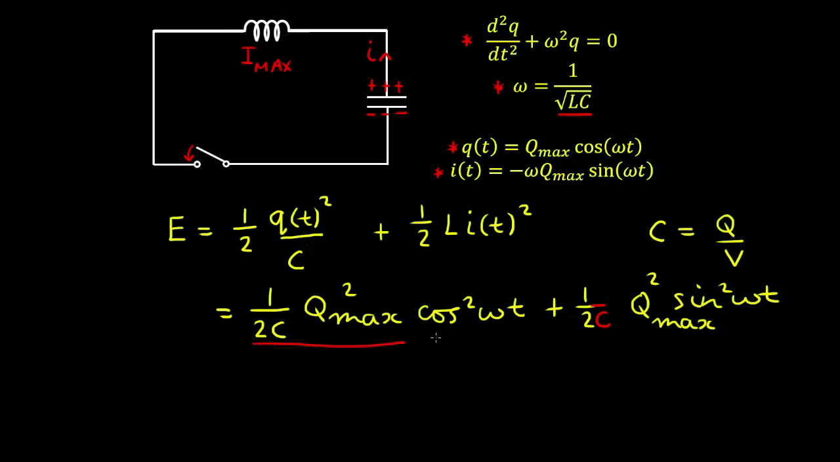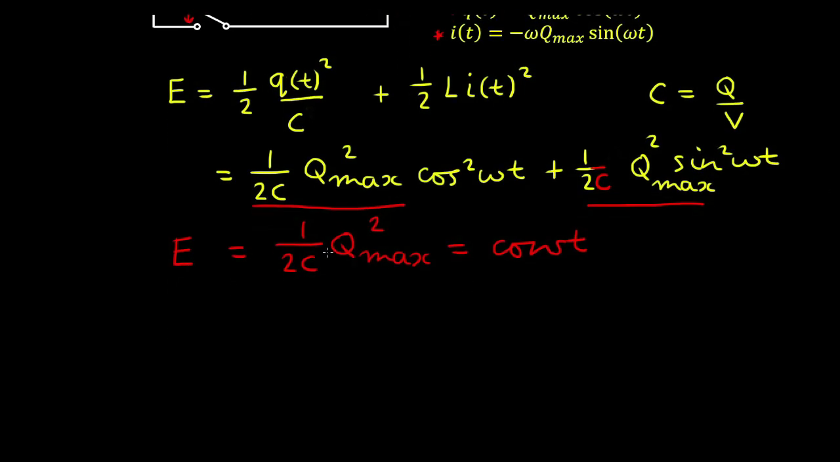And now, if we factor out 1 on 2C by Q max squared, cosine squared omega t plus sine squared omega t is 1. So therefore at any time, the total energy stored in the capacitor and inductor is constant. So using the conservation of energy, we have the total energy stored in the LC circuit being equal to the energy stored in the capacitor at time t.